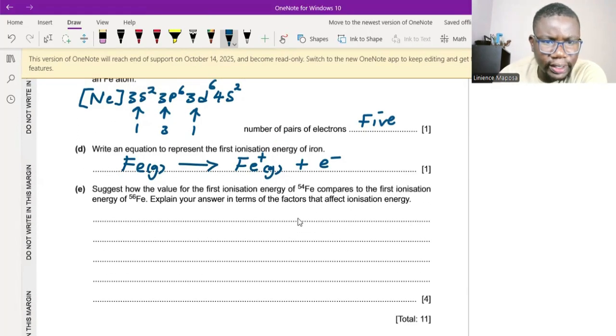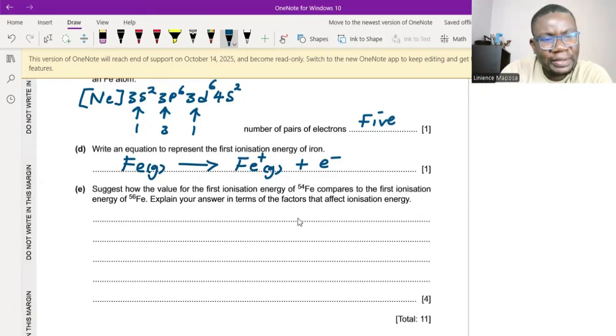Okay, suggest how the value for the first ionization energy of iron with a mass of 54 compares to the first ionization energy of iron with a mass of 56. Explain your answer in terms of the factors that affect ionization energy. Okay, so these are isotopes. They are both iron. It's iron 54, iron 56. So these are isotopes. So they do have the same proton number, and therefore since they are neutral, they have the same number of electrons.